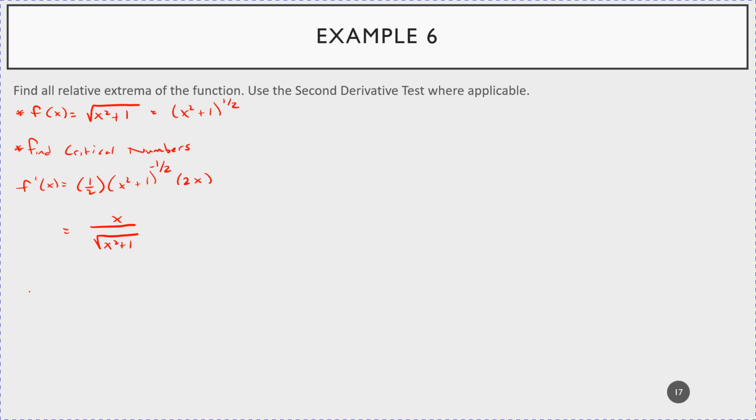Okay, so I'm going to set this equal to 0 and solve. So I have x over the square root of x squared plus 1, and that's equal to 0. So the denominator here doesn't matter. If you were to cross multiply, it cancels out, right? And you can never have it be 0, because you'd be dividing by 0. So really, you're just left with x is equal to 0. All right, so I've got my critical number here. So now I'm going to use the second derivative test.